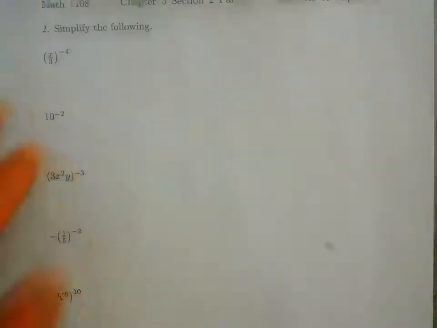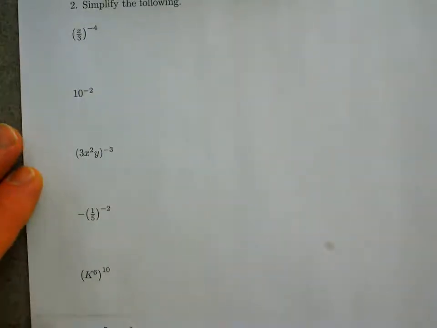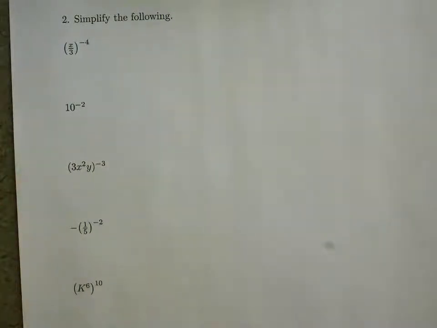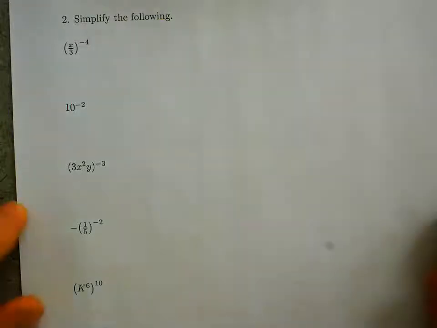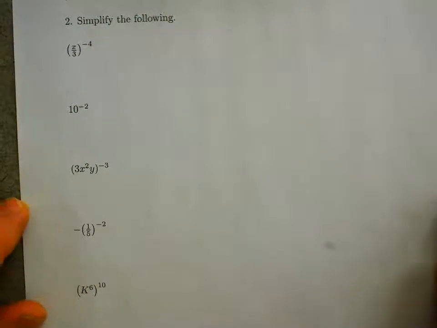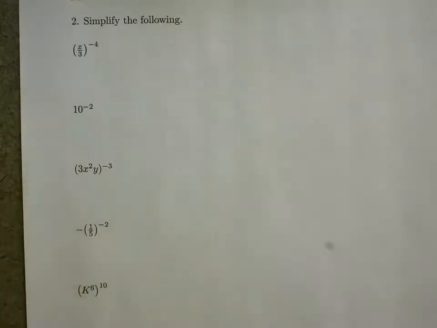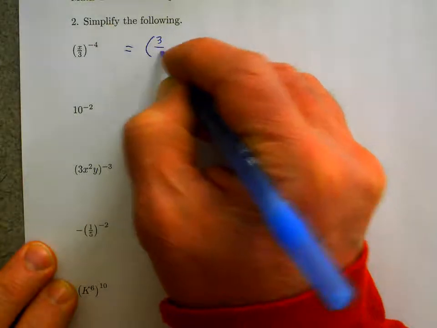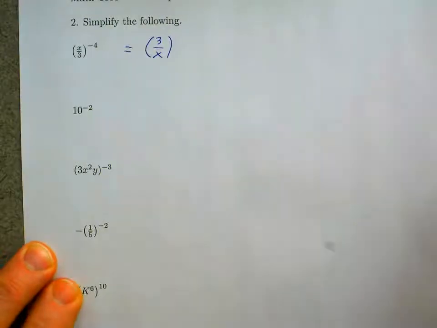All right, we'll get a few fairly simple ones for a while, and then we'll get progressively more challenging ones. Simplify the following. We have the rational expression x over 3 raised to the negative 4. So we just write the reciprocal of x over 3, which is 3 over x, and change the exponent to positive 4.